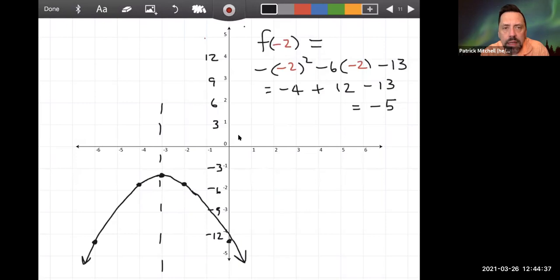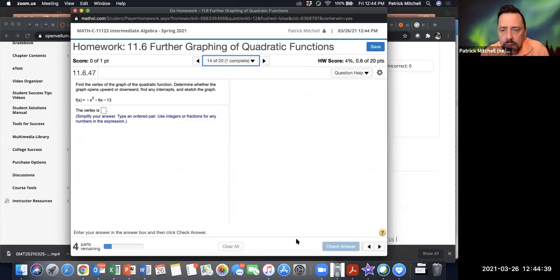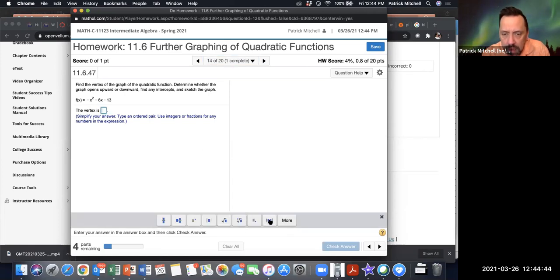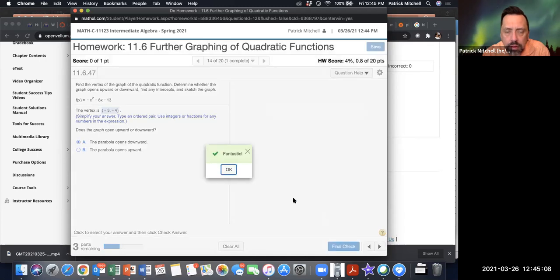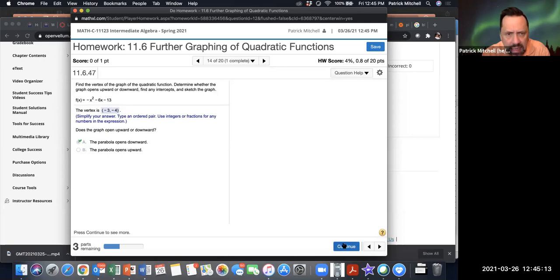And I know I'm going to get that opens up or down question right this time. Still haven't gotten over that. All right. Okay, so what was the vertex again? It was -3, -4. All right. Okay, the parabola opens downward, which is again choice A. It is not always going to be choice A. So you have to read it. Oh God, I'm nervous. Okay, there we go. I was like, did I screw it up again? Okay, next.